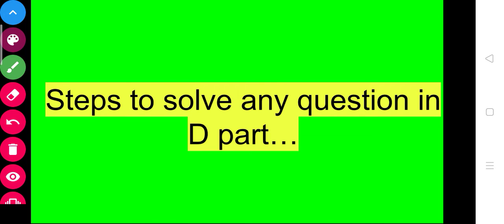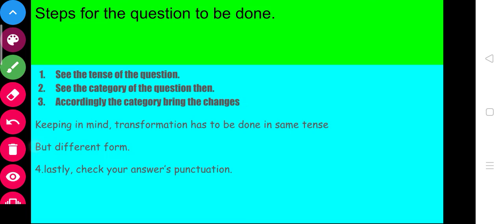Today we are going to talk about the D part again, but today the concept of study is to know about the different steps to follow when we attempt a question in the D part. What are the different steps to follow when we attempt any of the questions in the D part? These are the general rules for any of the questions to be done. So let's move on to the next slide.